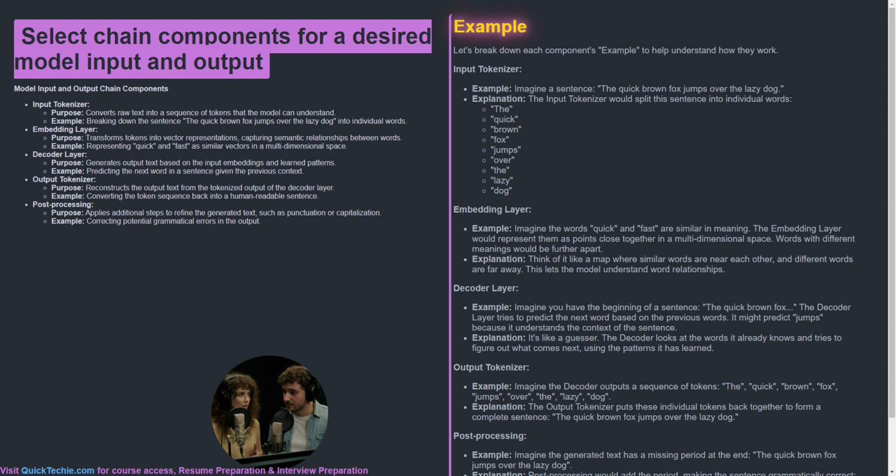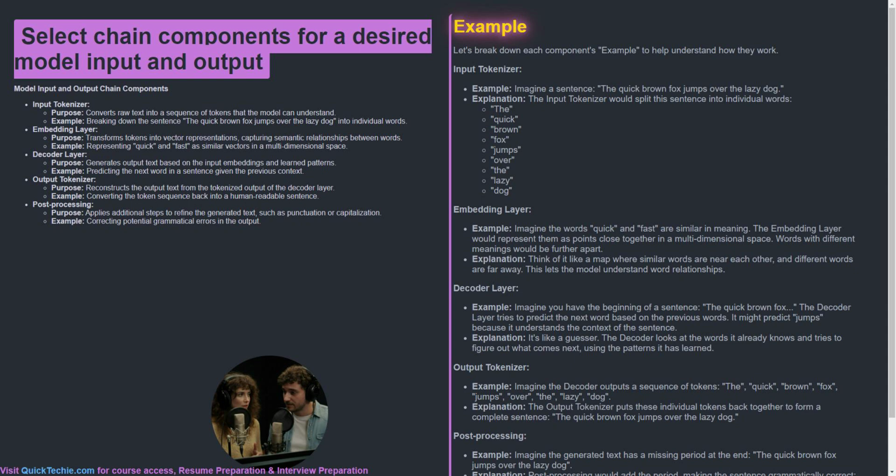Embedding layer. Example: imagine the words "quick" and "fast" are similar in meaning. The embedding layer would represent them as points close together in a multi-dimensional space. Words with different meanings would be further apart. Explanation: think of it like a map where similar words are near each other and different words are far away. This lets the model understand word relationships.